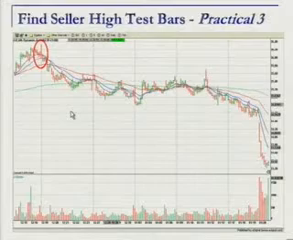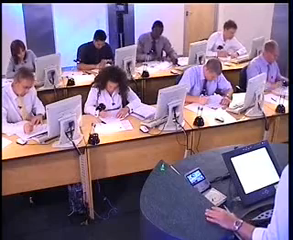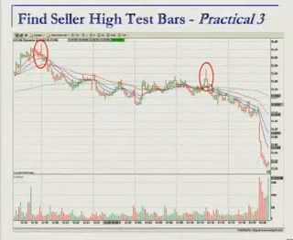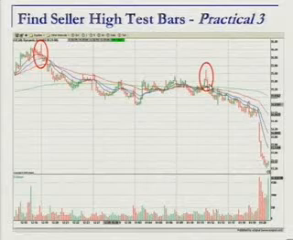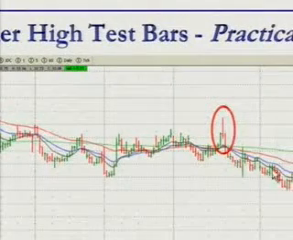Jumping on to practical 3, and very simply we see the first one here. Where's the next one, Chris? Say about 1st to the 11th, or just after that. Yeah, just after the first, about there, isn't it? Sort of 1st to 12th. That's right. Nice high test, seller bar, and look what happens to the price action after that.